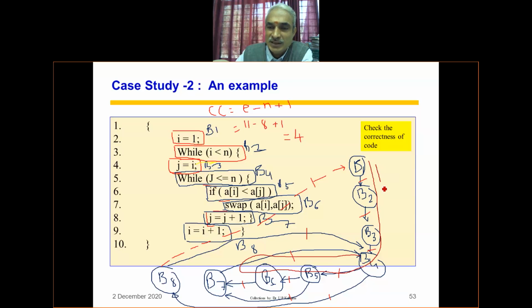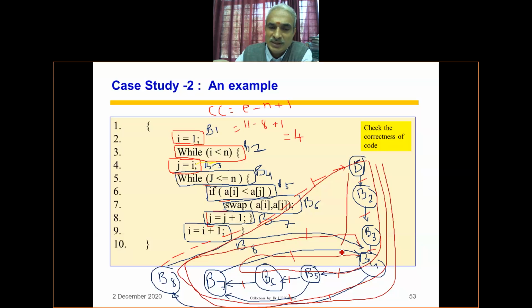Then you come here, then you take this path. This is the second path. Then you come here, you take the third path. Another one is, you come here, come here, come here.